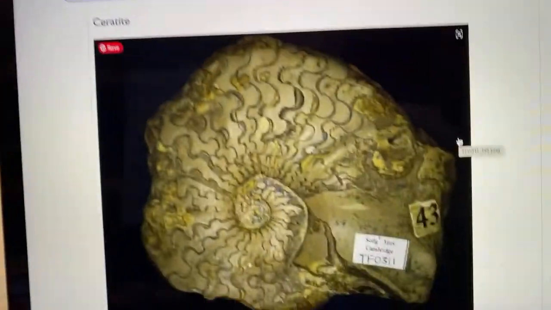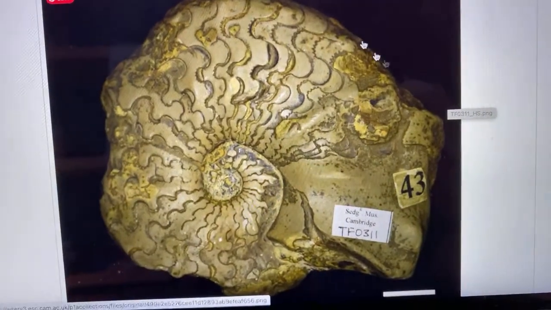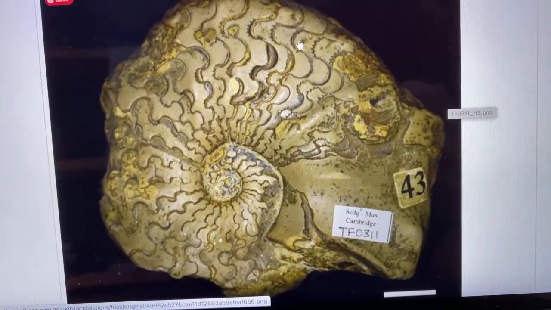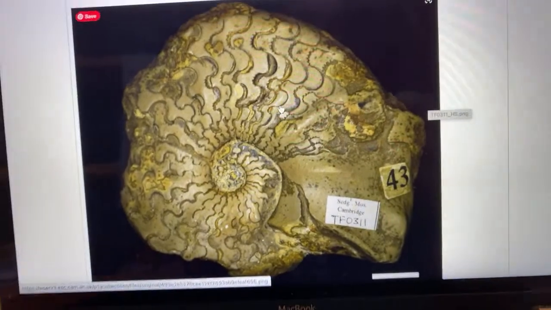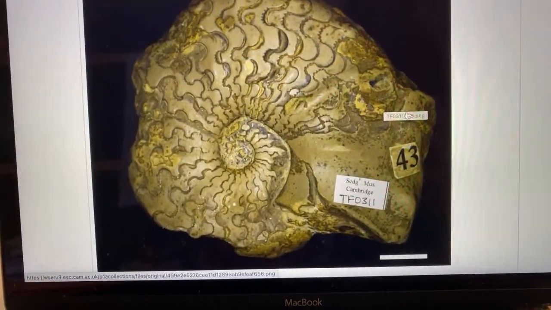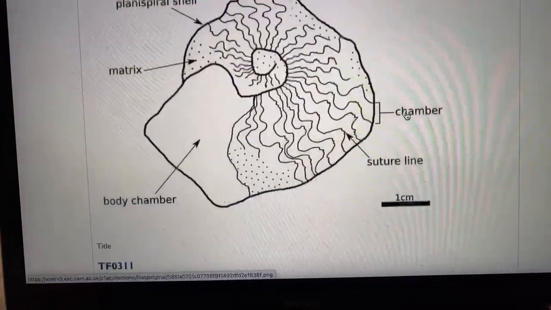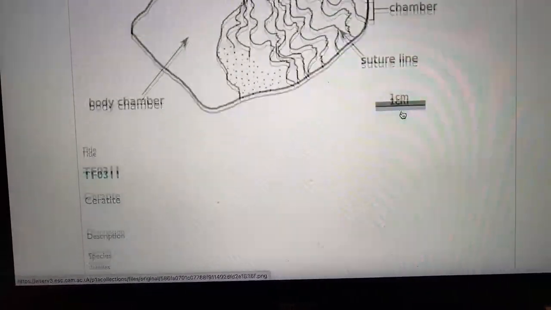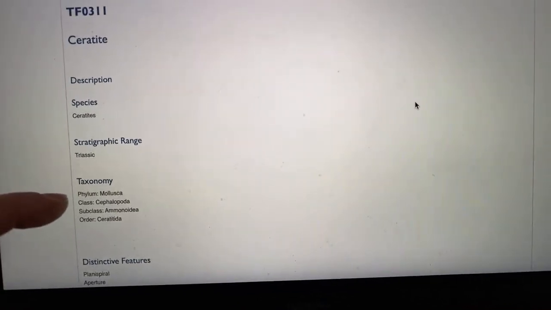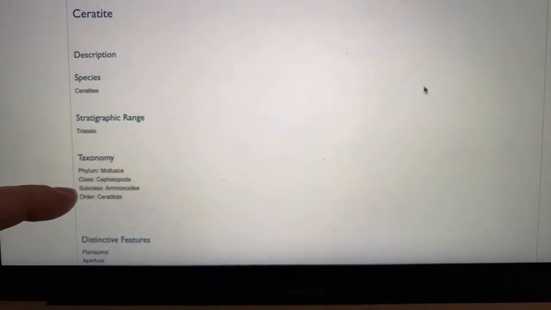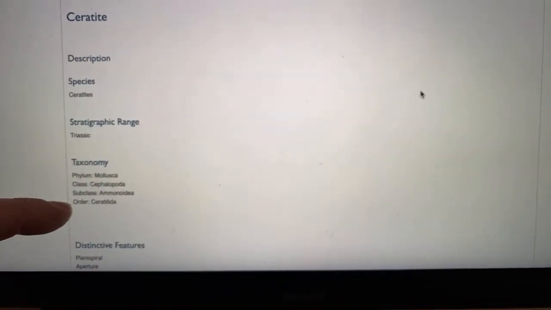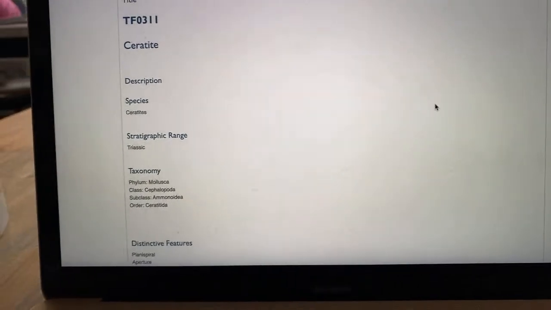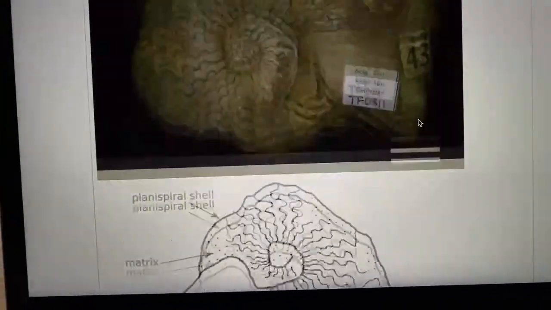Oh, I can't believe this thing exists in life. Look how beautiful that is. So you can see the suture lines are really curvy. Gorgeous. And if we go down, we get the lovely diagram as well. Oh, it's so nice. Look, you're the age where you could still go to university and get a job drawing these things if you wanted to. And look, so you can see it's still a mollusk and it's a cephalopod and it's from the same subclass, I can't say it, but the order is different. It's a ceratite. And it was around, see, in the Triassic period, okay? So one more.